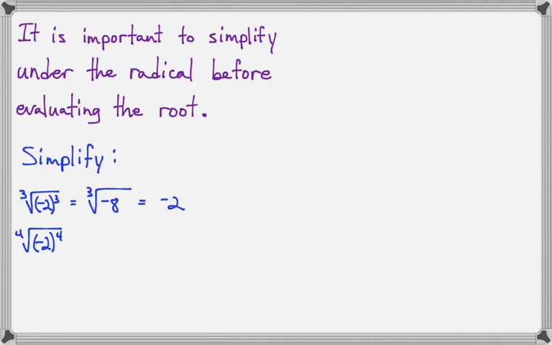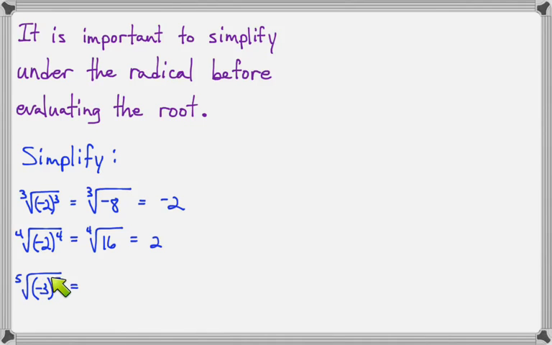But here is the fourth root of negative 2 to the fourth power. Negative 2 to the fourth is going to make a positive number. So what we're actually going to have here is the fourth root of 16. Even though this started out negative, when you raise it to the fourth power, now it's positive, and the fourth root of 16 is positive 2.